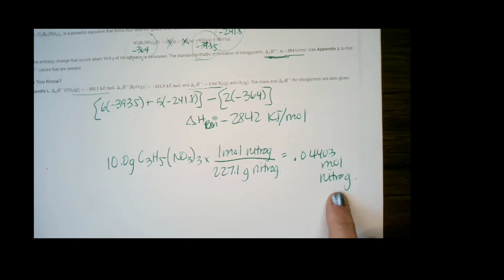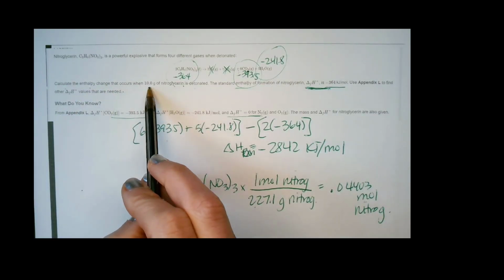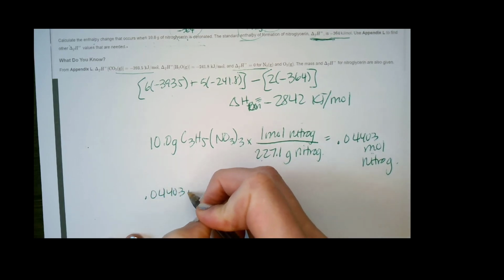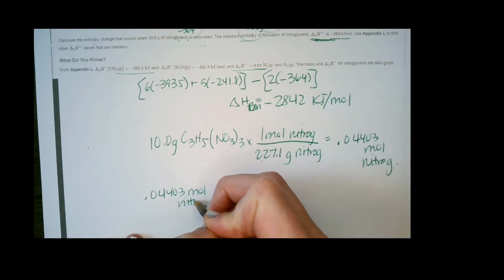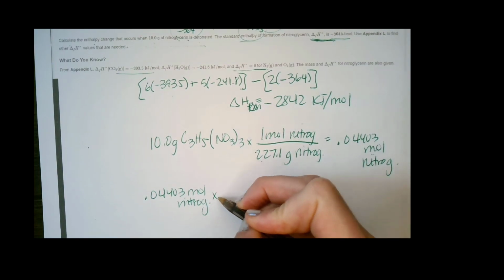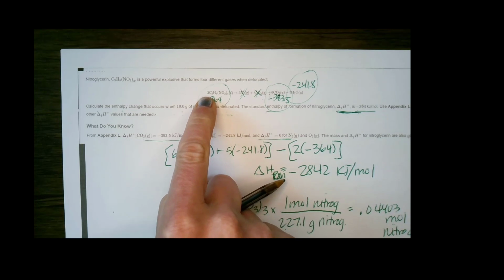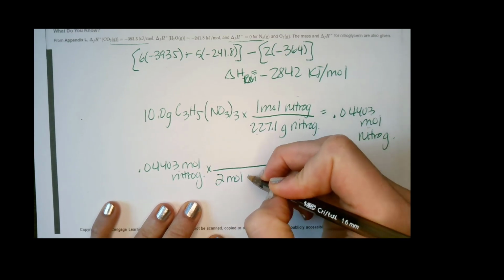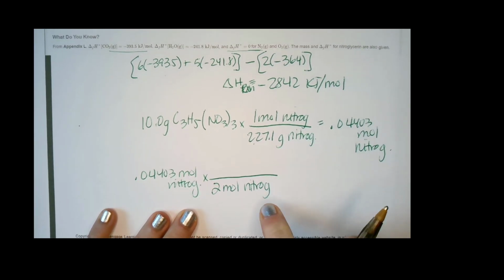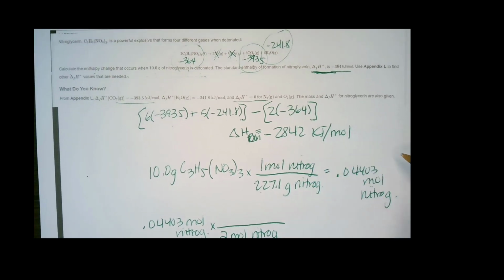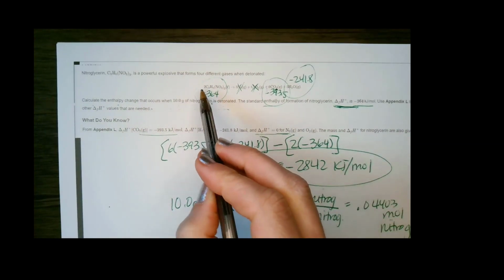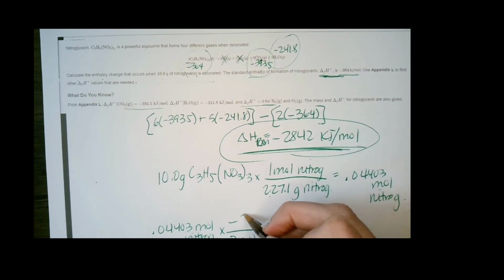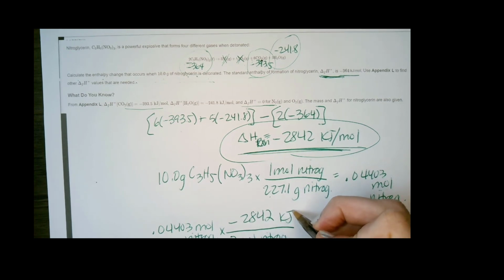Now, to find the enthalpy change that occurs when I have 10 grams of nitroglycerin, I'm going to start with my moles, 0.04403 moles of nitroglycerin. I know that there's 2 moles of nitroglycerin in this whole reaction. And I know that in this reaction, there's 2 moles of nitroglycerin reacting, and that my delta H for that reaction is negative 2842 kilojoules.